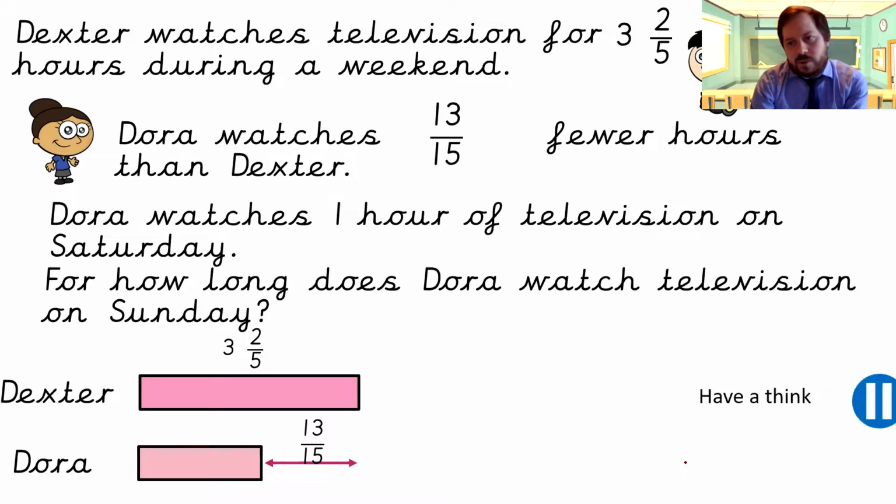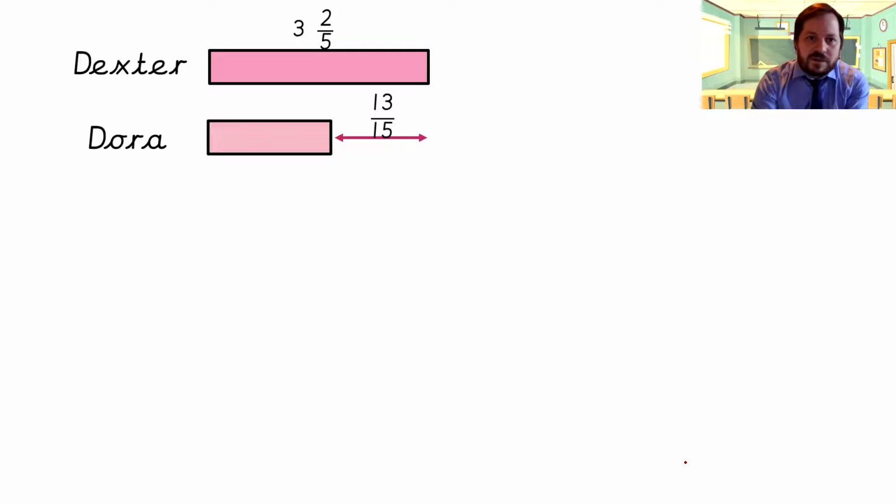So in order to find that, what do we have to do? Well, we have to do a subtraction. So we do 3 and 2/5 minus 13/15. That will get us how much Dora has actually watched. So in order to do that, we've got to times this here by 3 to get to 15. So that's 15 and times the top by 3 is 6.